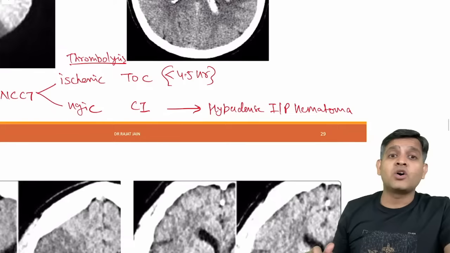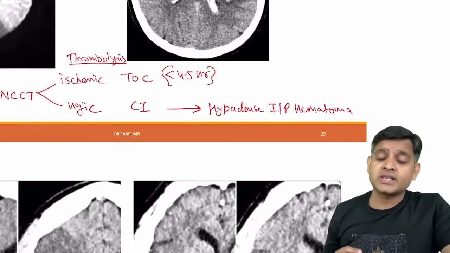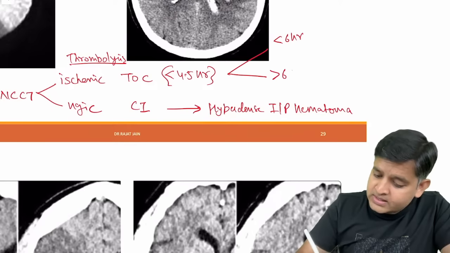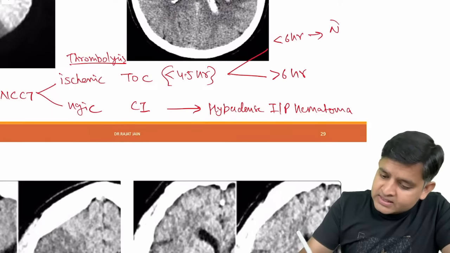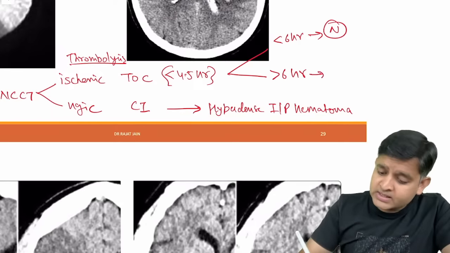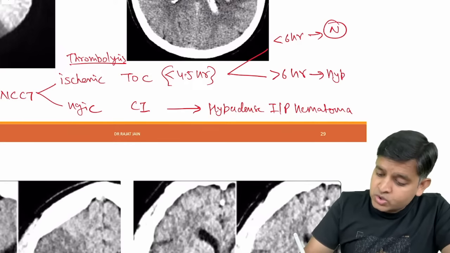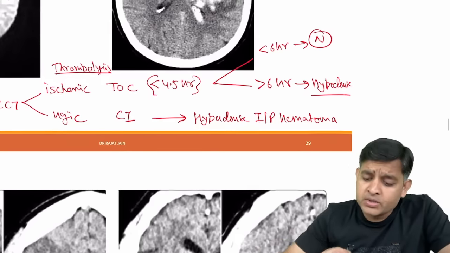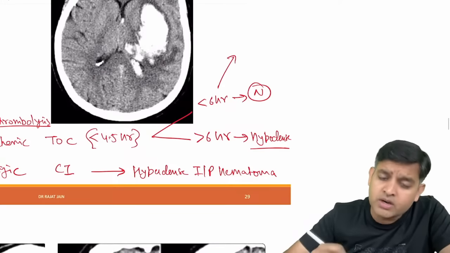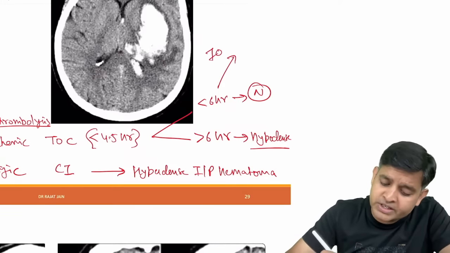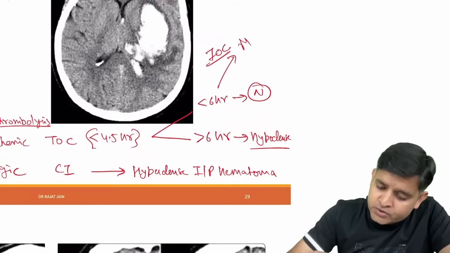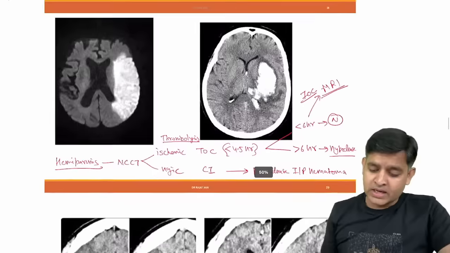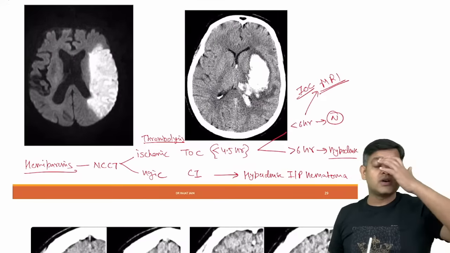Now, what is the finding of ischemic stroke on a non-contrast CT? That depends. Less than 6 hours, more than 6 hours. Less than 6 hours, the CT is normal. More than 6 hours, it shows hypodensity. So in the first 6 hours, if you want to confirm acute ischemic stroke, what is the investigation of choice? Investigation of choice is MRI. So that's a broad theoretical revision for the stroke.